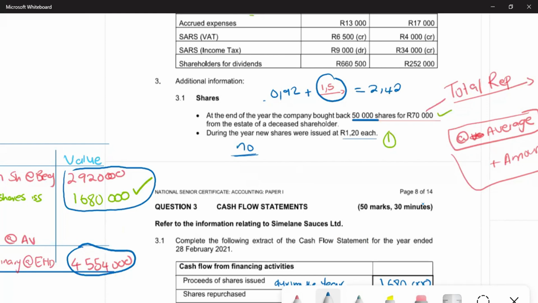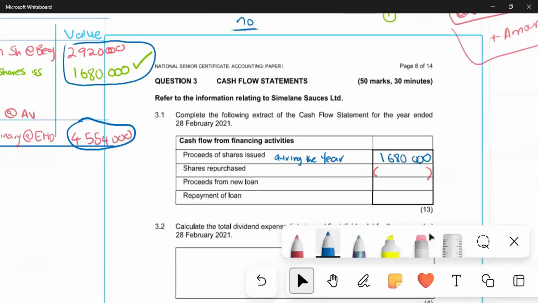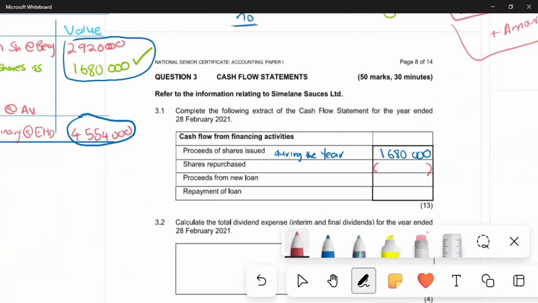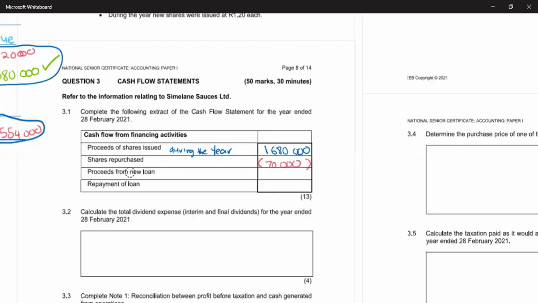Okay, but in this scenario, they already gave us the total repurchase value because they said these 50,000 shares were repurchased for 70,000. So there's no need for us to go about doing that. So here, I'm going to say 70,000, which is a cash outflow. All right, now the last two line items, they relate to your loan. Proceeds from new loan.